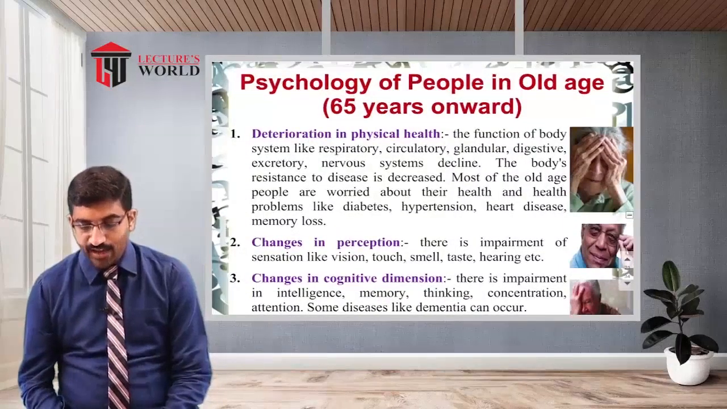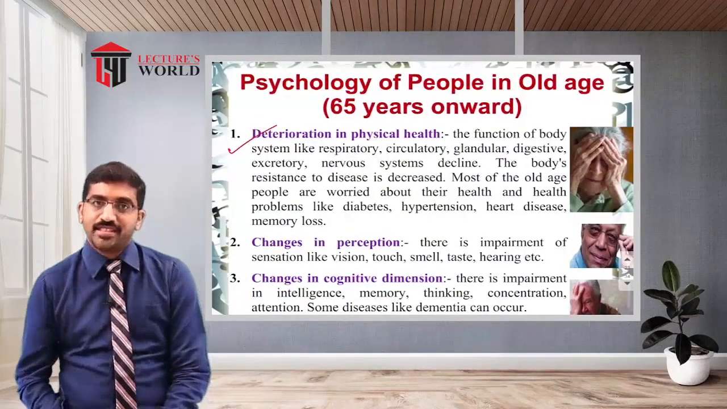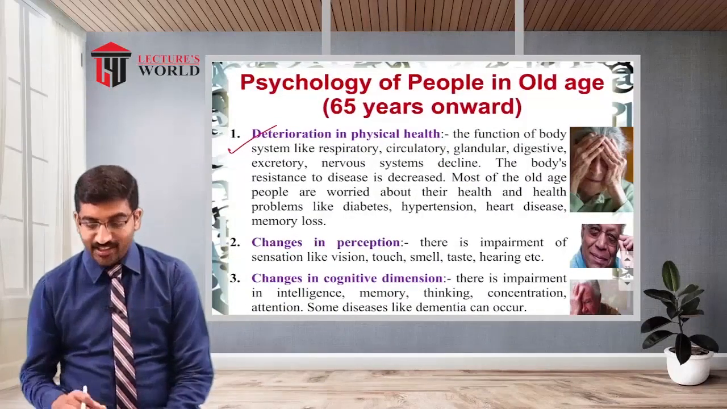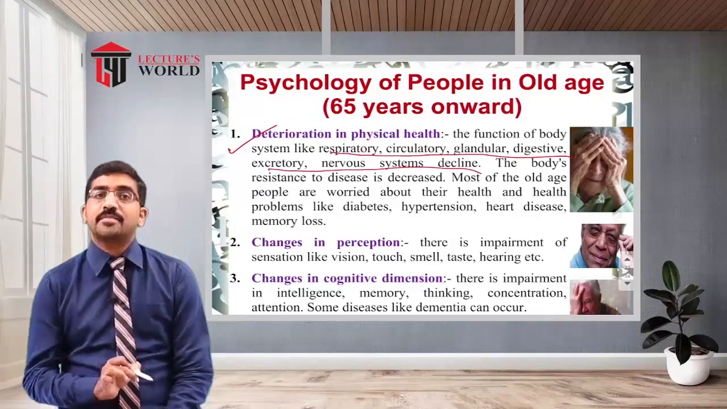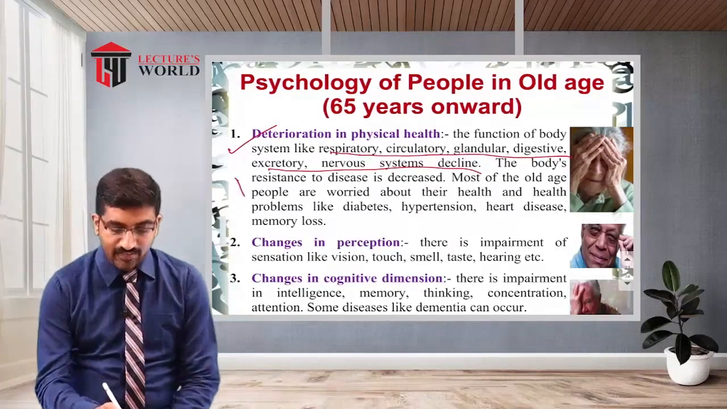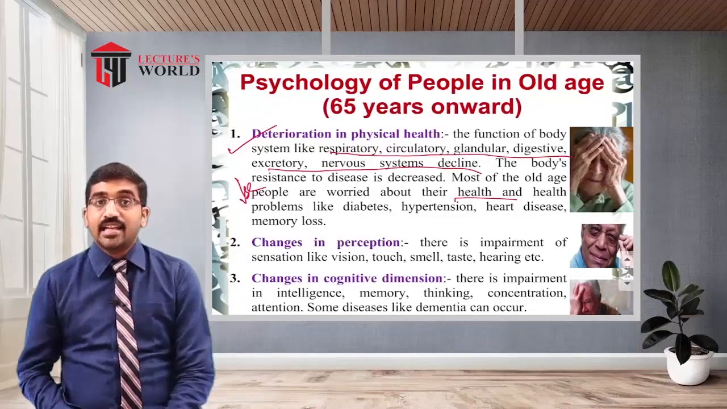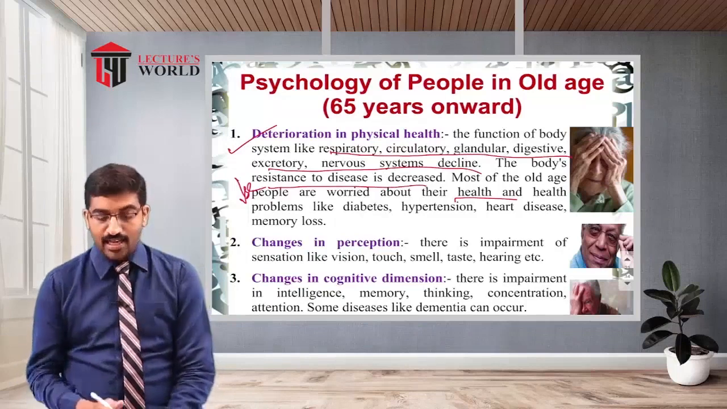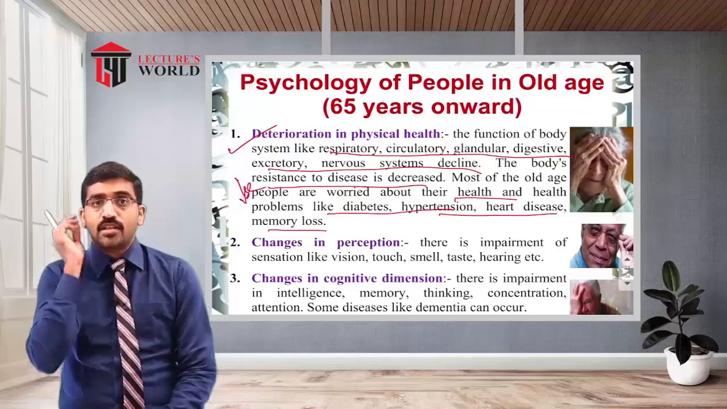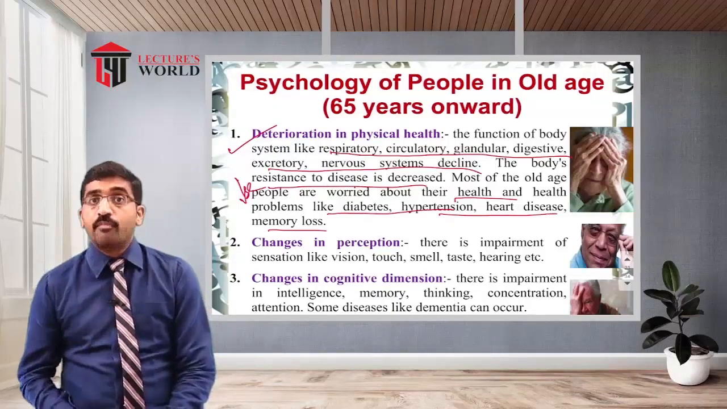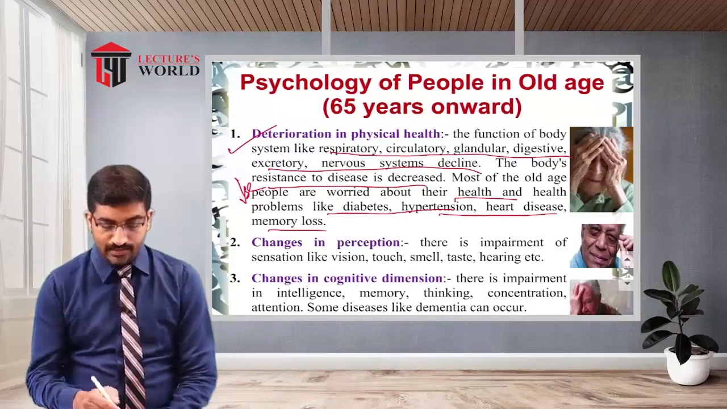Old age people, 65 years onwards, have a deterioration in physical health. Physically they have degenerated. You can see their respiratory, circulatory, digestive systems, all the systems decline. Every activity will be decreased. They are worried about their illness and health. They may feel that resistance is decreased. They feel that they will get diabetes, hypertension, or such disorders. So they may feel that I will get complications. Now my body is not supporting, because now I may get death.